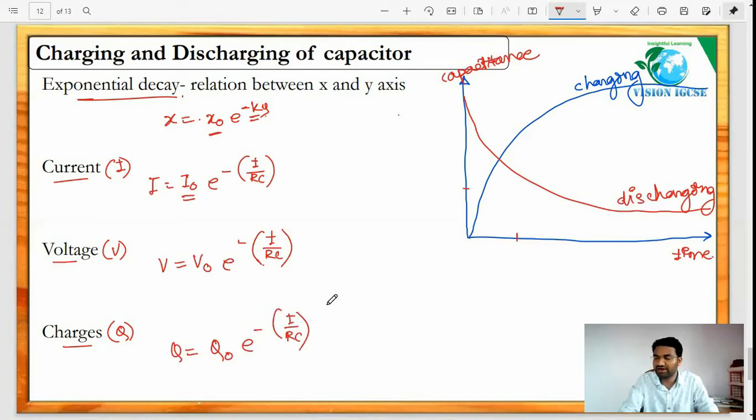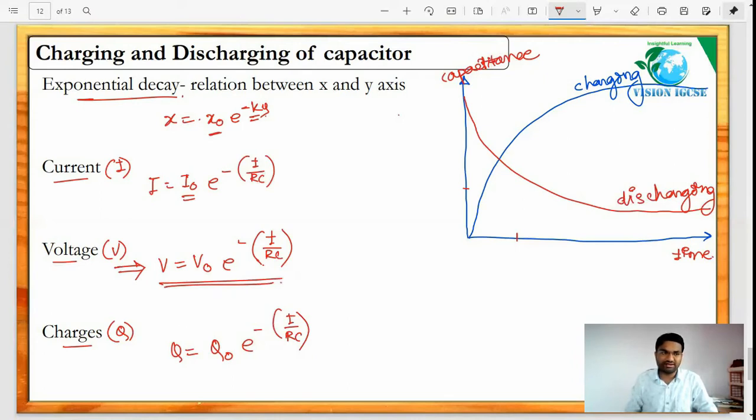And for A level, you don't need to remember the whole derivation part. That's the main thing. You just remember how to use these equations in an example. So if a question comes where the RC factor is given, time is given, and initial voltage is given, and they ask you to find the voltage, then you can use this voltage equation. Getting it? So the final potential difference in the battery, you can calculate through this formula.